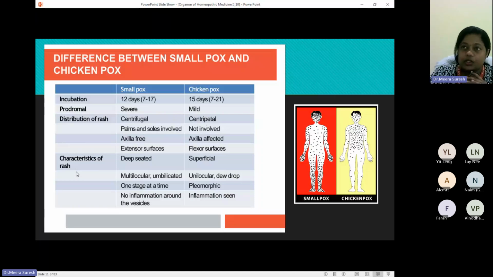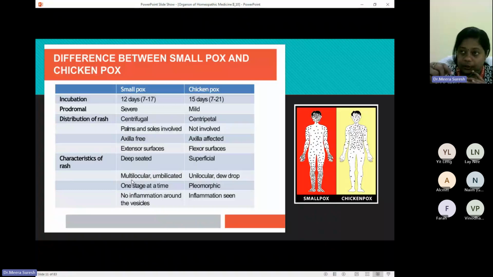But in case of chickenpox, most of the rashes will disappear within a few months. May it take 1 year or 2 years, but then ultimately that also will go. So the rashes, in case of smallpox, will be deep-seated, but in chickenpox, more superficial. It will be multilocular and umbilicated.